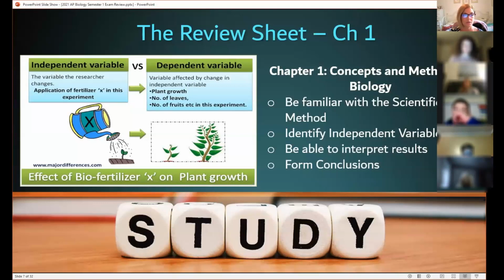The scientist wants to see what color light affects growth. The color of light would be the independent variable. The dependent variable is going to change based on the independent variable. If you got green, it didn't grow so much. If you got red, it didn't grow so much. If you got white, it grew a lot. You're going to measure that, right? So this is the data.